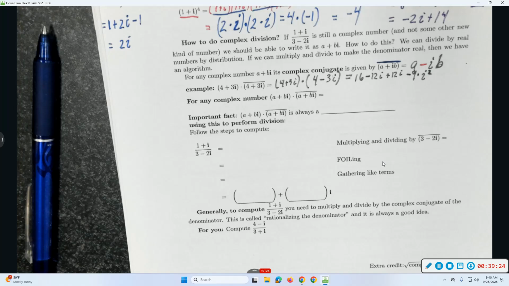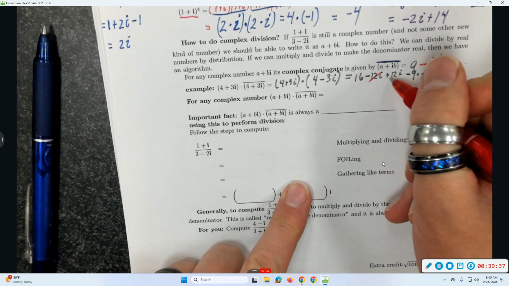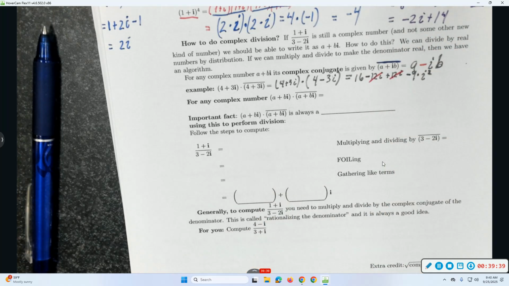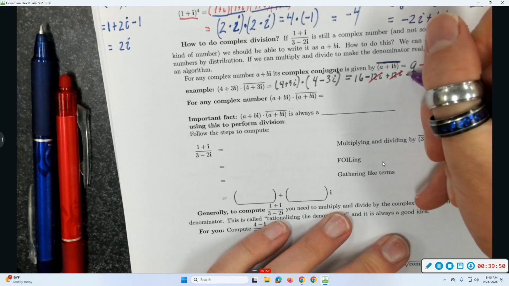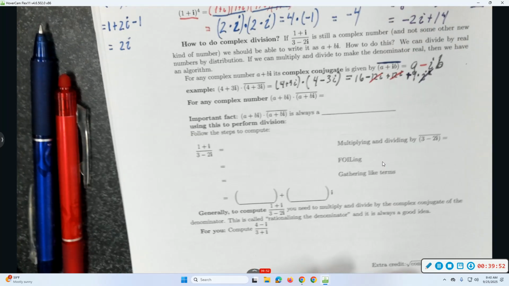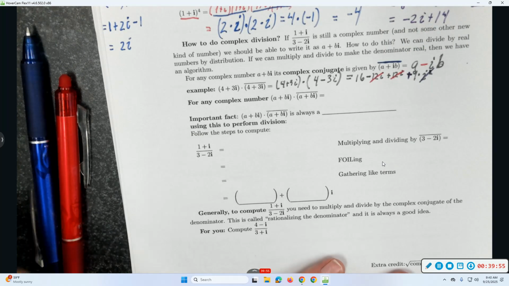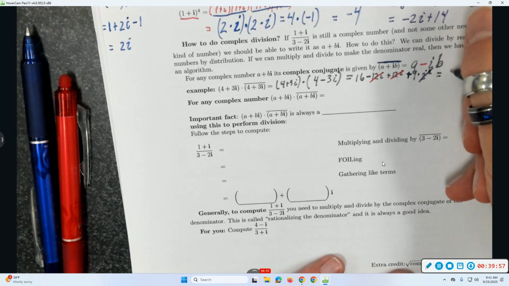All right, now let's just look at what you see and tell me what looks nice and helpful. The 12 i's are going to cancel out. That's nice. Anything else nice you see? The i squared makes the negative 9 positive. Nice. i squared is negative 1. So I can cancel the i squared with the minus sign in front of the 9. Oh, cool. What does that leave you with? 16 plus 9, which is 25.